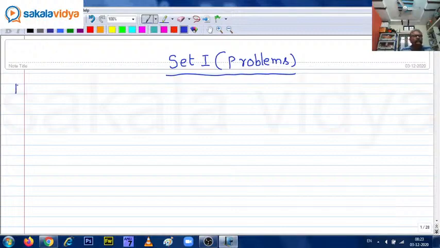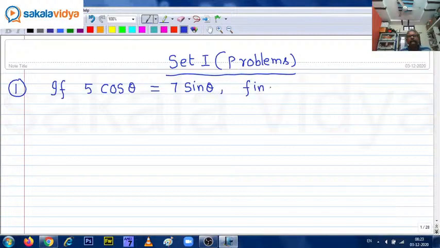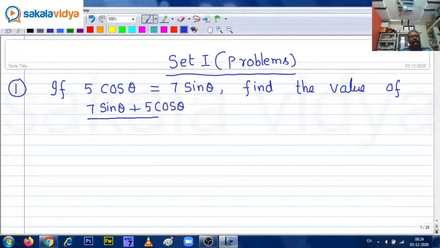So, first question. If 5 cos theta equals 7 sin theta, find the value of (7 sin theta plus 5 cos theta) upon (5 sin theta plus 7 cos theta). Okay, this is the question.